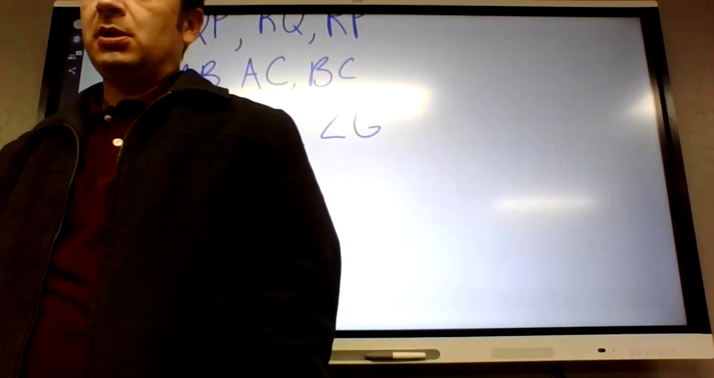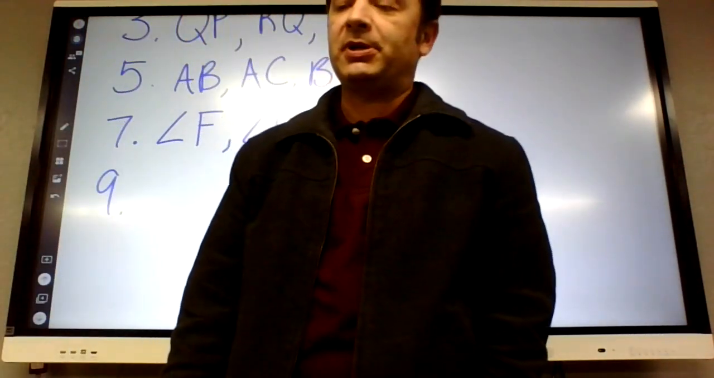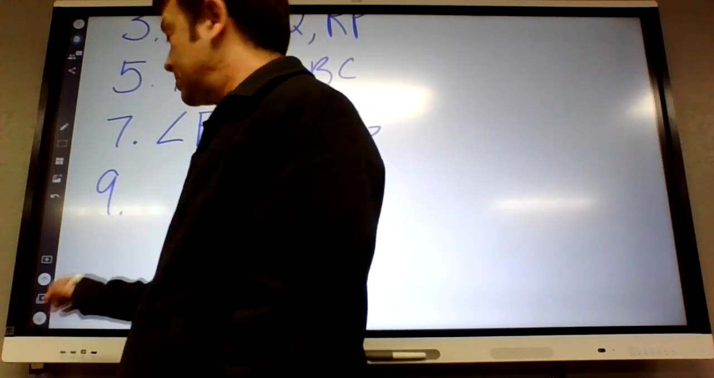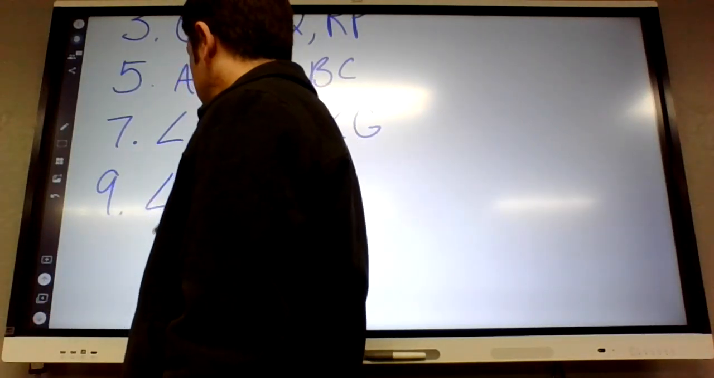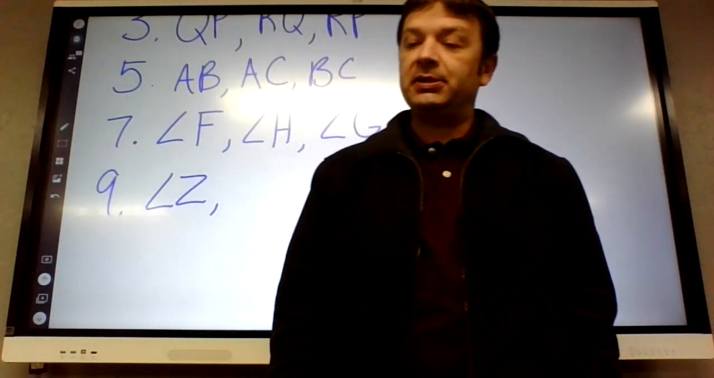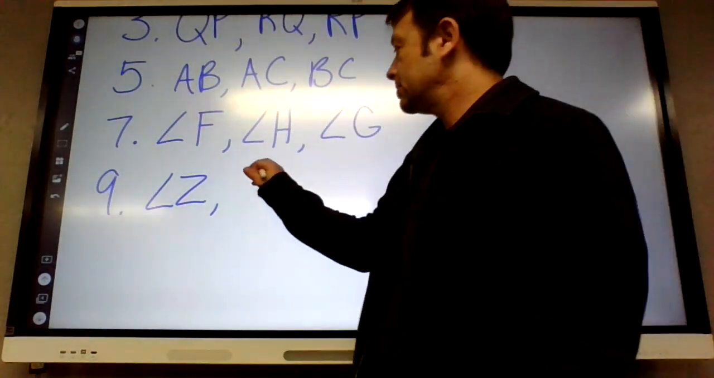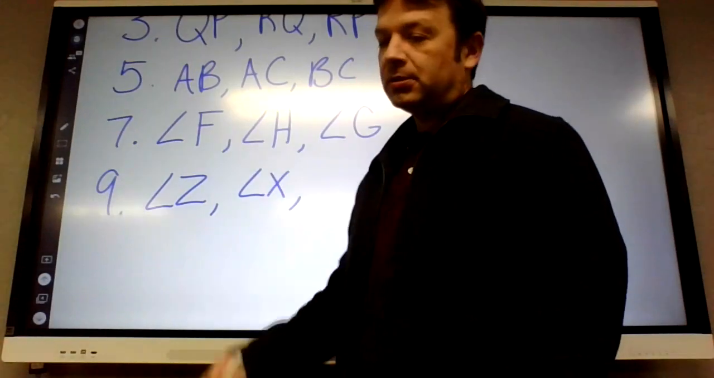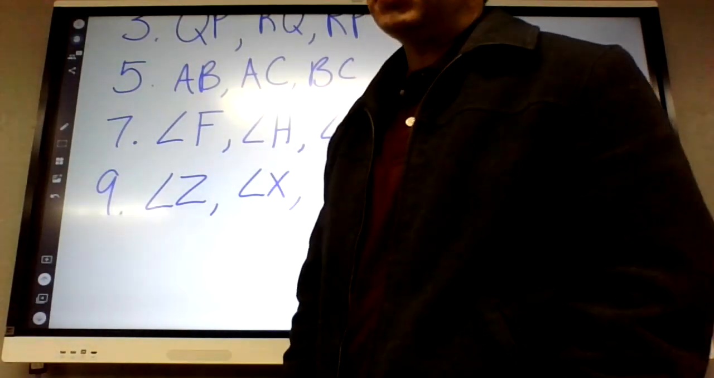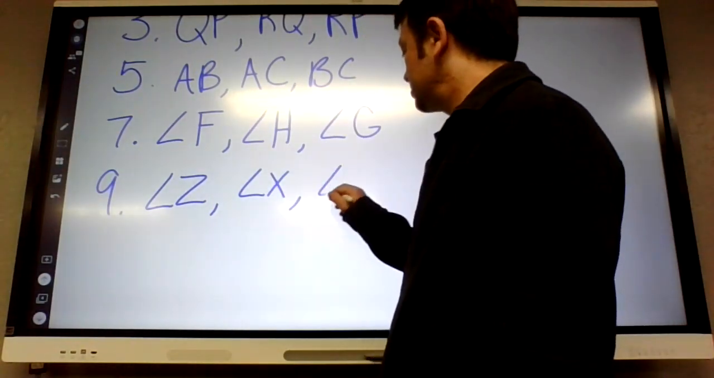Okay, number 9. The small side is XY, so the small angle is Z. The medium side is YZ, so the medium angle is X. And the large side is XZ, so the large angle is Y.